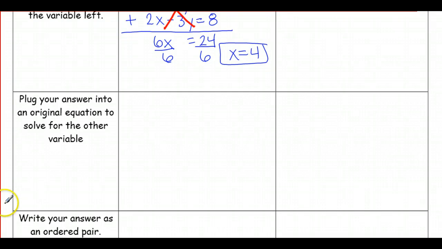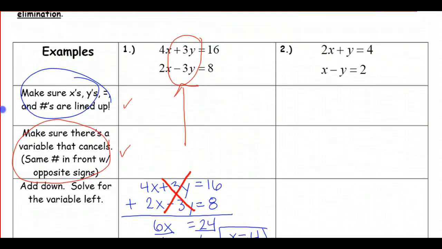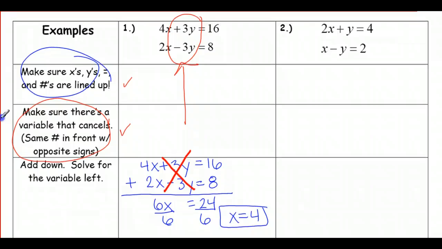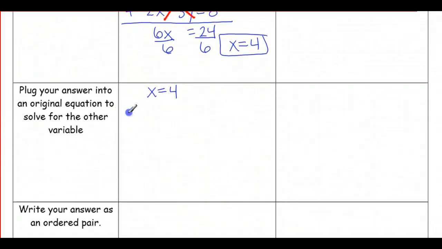All right, let's go down and see what's the next step. Now it says plug your answer into an original equation to solve for the other variable. We know x equals 4, which means we have to solve for y. In this method, it doesn't matter which equation you start with. I'm going to choose 4x plus 3y equals 16.